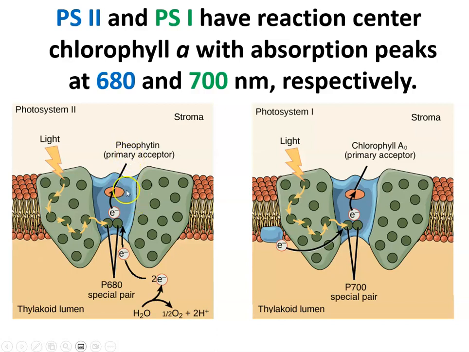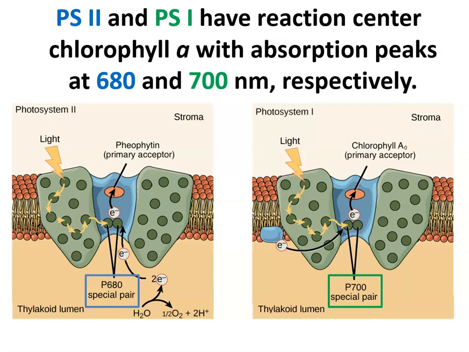However, what I do want you to understand is that the main difference between photosystems 2 and 1 with regard to how they harness light is that photosystem 2 has a special pair of chlorophyll A molecules that have a peak absorbance of 680 nanometers. Now that's a wavelength of light in the visible light spectrum. And that's slightly different from the peak absorbance of photosystem 1, with 700 nanometers as its peak absorbance. So this is one factor that differentiates the two photosystems.